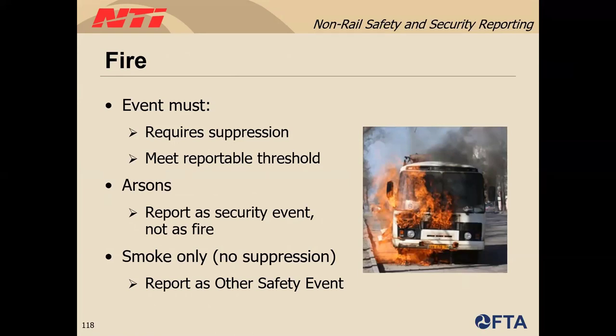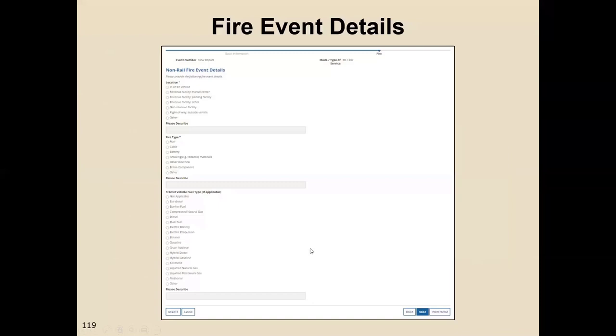Arson is reported on screen one as a security event and not as fire. The presence of smoke with no flames and no fire suppression is reported as an other safety event, and there'll be an option within that form for smoke situations, as you'll see in a moment. So this is a screenshot of the fire event details screen. We're going to go over these selections in more detail in the next screen.